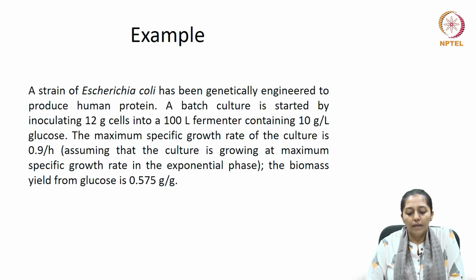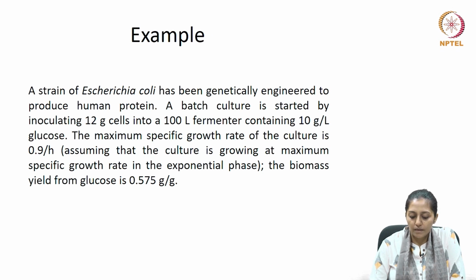Let us see another problem. A strain of E. coli has been genetically engineered to produce human proteins. Okay. A batch culture is started by inoculating 12 grams of cells into a 100 liter fermenter containing 10 grams per liter glucose.